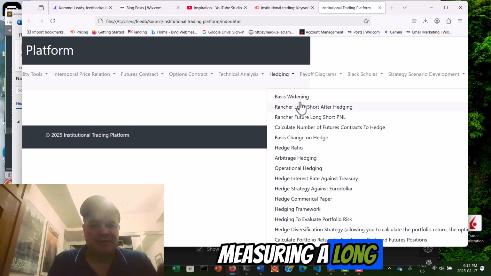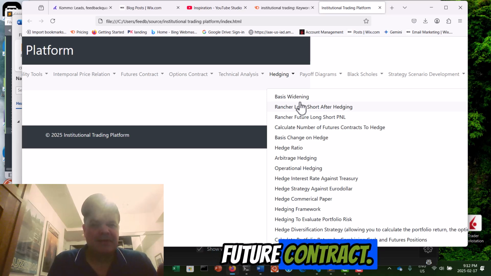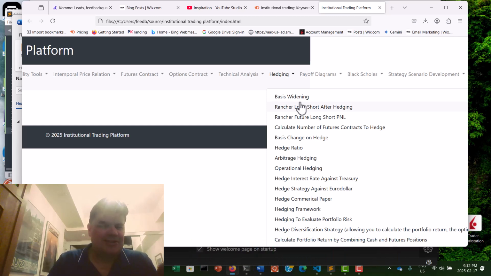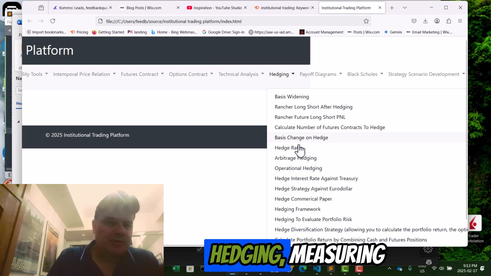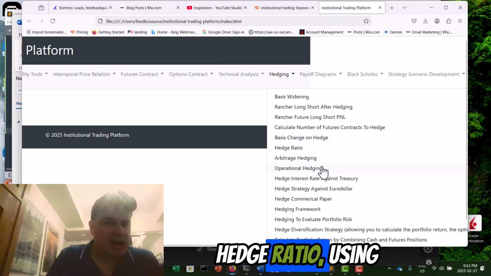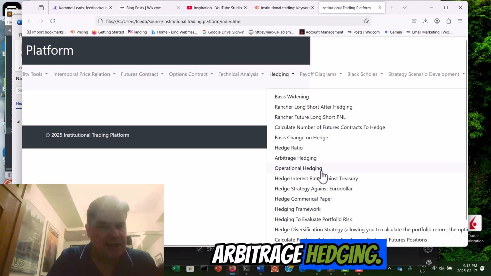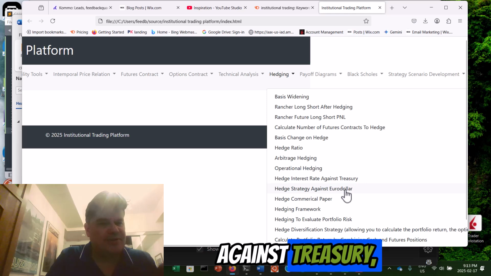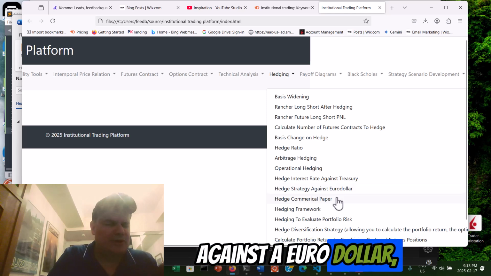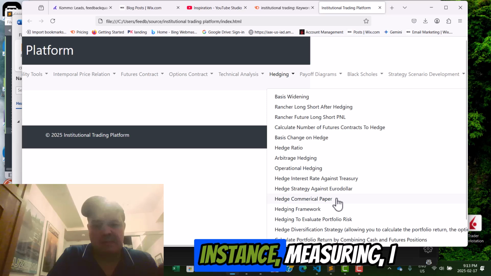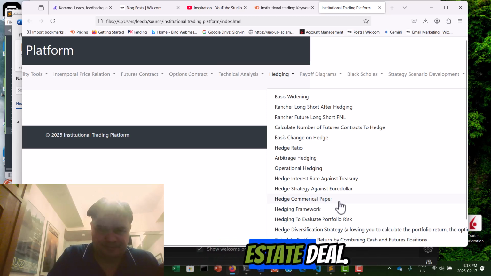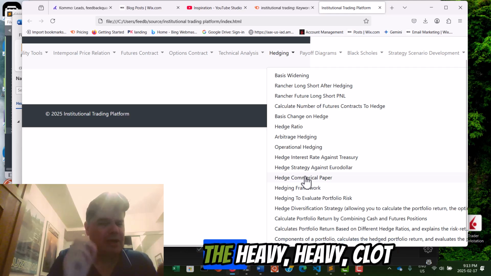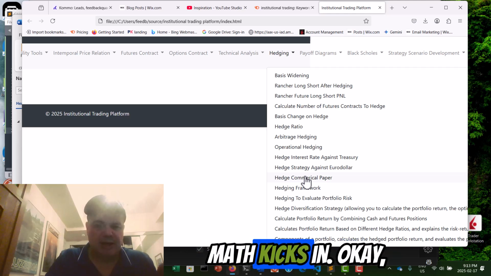measuring a long short P&L after a futures contract, calculating the number of contracts to use in hedging, using basis change on hedging, measuring hedge ratio, using arbitrage hedging, operational hedging, hedging interest against treasury, hedge strategy against the euro dollar, hedging for commercial paper, for instance, measuring, I don't know, real estate deals. This is when the quant kicks in. This is when the heavy, heavy quant math kicks in.